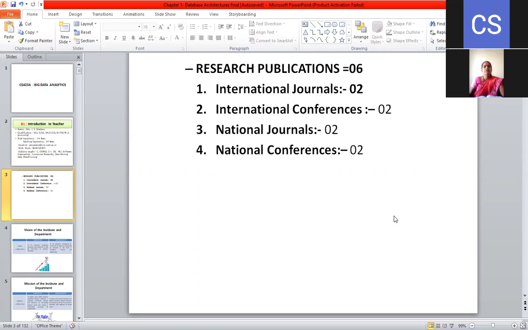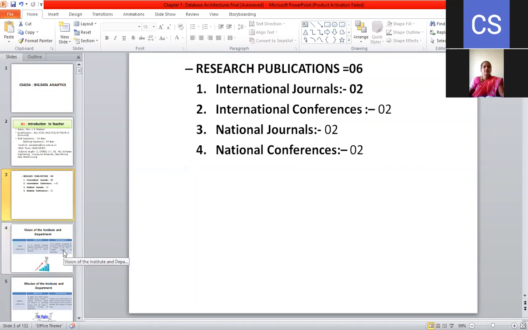During my MPhil and PhD, some of my articles were published in international and national journals. I have published two international journals. I have also attended two international conferences, and for the national journals I have to publish two more articles, and two international conferences were attended. Okay, so this is my research background.